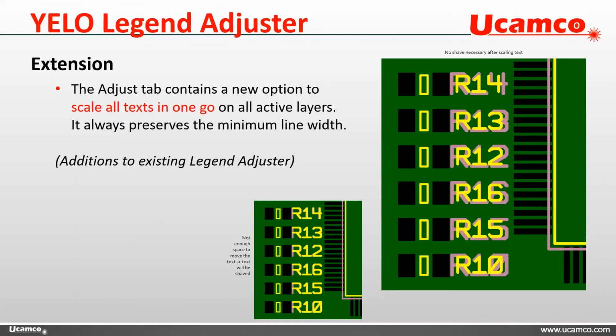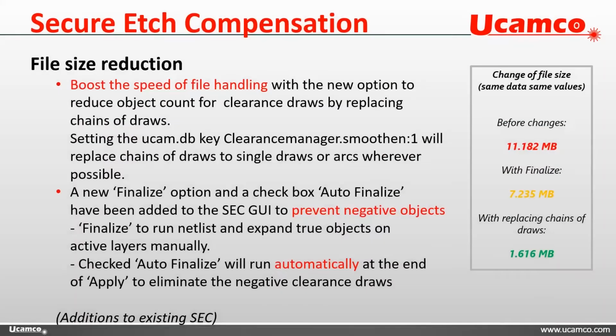We will leave the YELO suite now and have a look at the secure edge compensation. Very often we were asked from our customers to find a way to reduce the file size after secure edge compensation. We invented two ways to do that. One, boost the speed of file handling with a new option to reduce object count for clearance draws by replacing chains of draws. Setting the UcamDB key clearance manager.smoothen to 1 will replace chains of draws to single draws or arcs wherever possible.